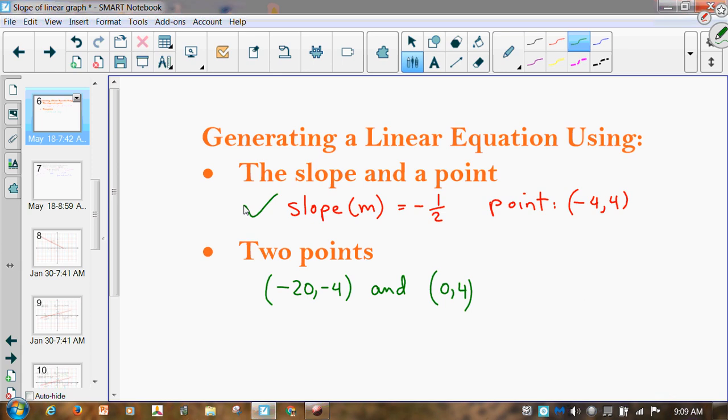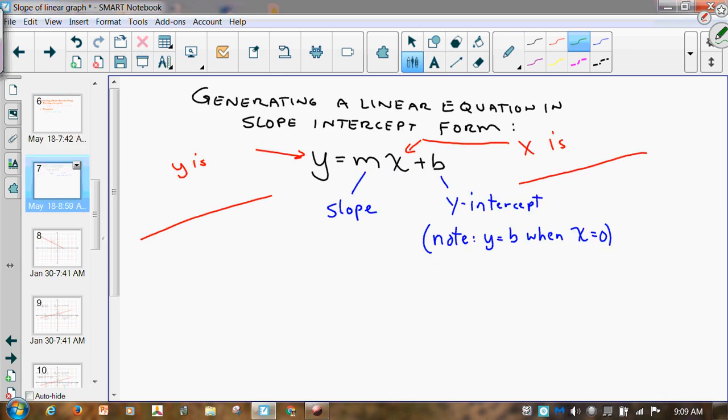First of all, the general form of the equation. We want an equation that is what we call slope-intercept form: y equals mx plus b, where m is the slope, b is the y-intercept. And note that y equals b when x is equal to 0. In other words, no matter what the slope is, if the value of x is 0 here, then m times 0 is 0 plus b, so y equals b.